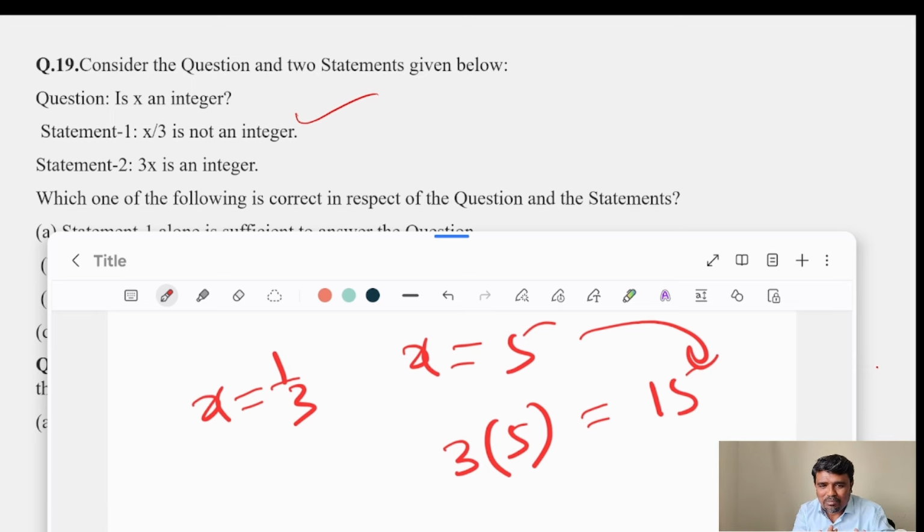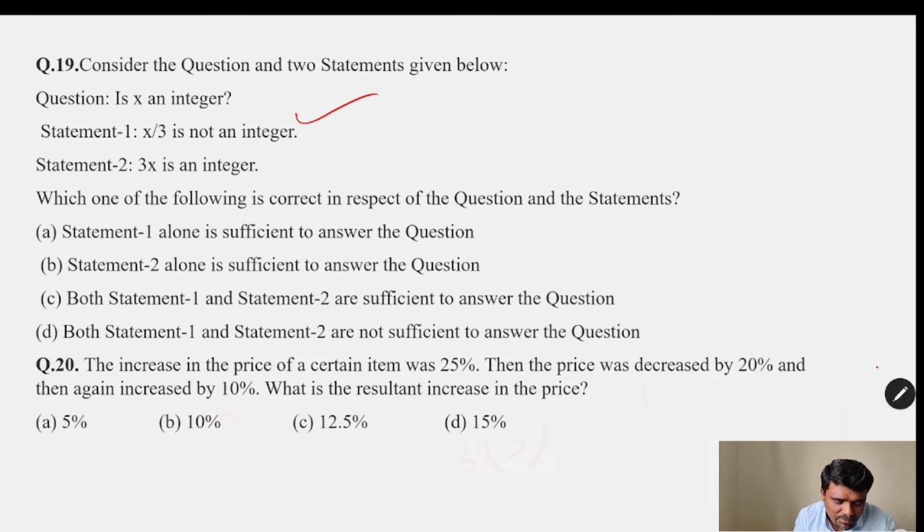See, I took an example where both conditions are satisfied and x is an integer. And one more example where both conditions are satisfied and x is not an integer. That means satisfying these two conditions is not sufficient to determine whether x is an integer or not. That's the reason both statements are not sufficient. Got it? Very tricky. Data sufficiency itself is tricky.